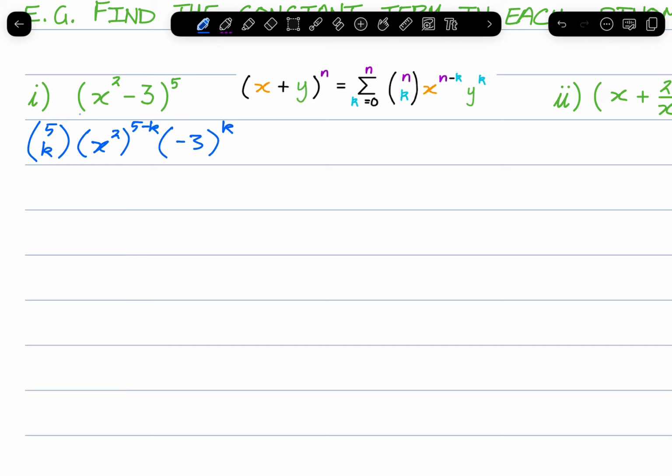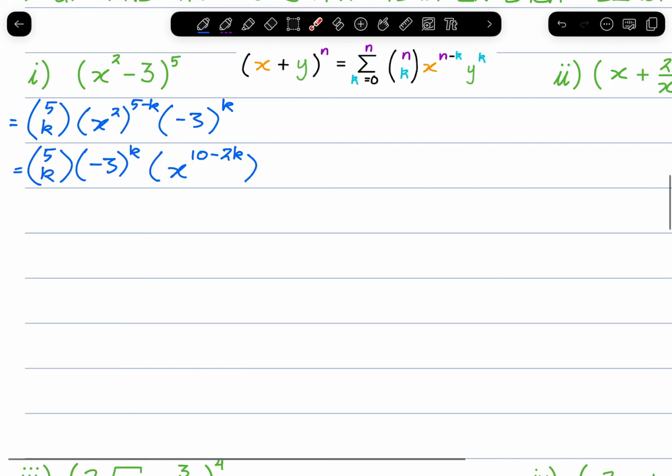I'm now going to keep all the non-x terms, or the non-variable terms, on their own. So 5 choose k times negative 3 to the power of k. But this one here, I'm going to expand those powers. And remember, when we expand a power raised to a power, we multiply those out. So this becomes x to the power of 10 minus 2k, like so.